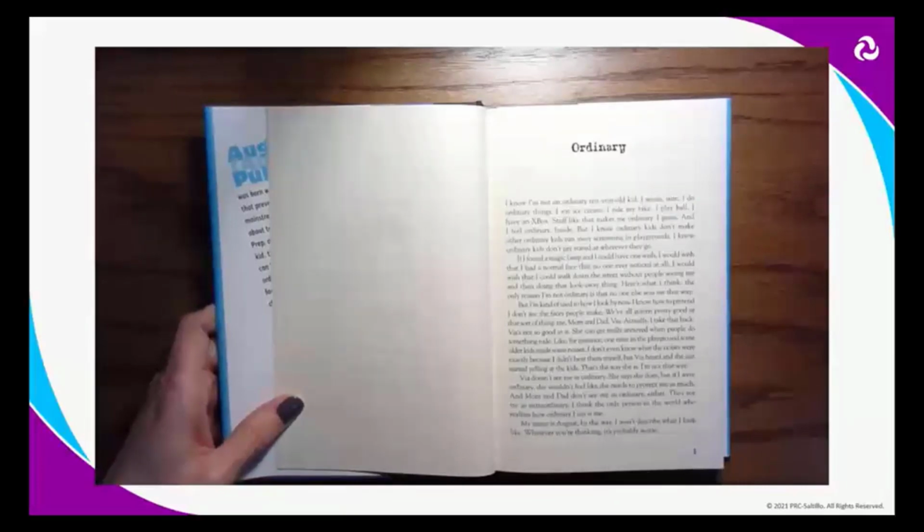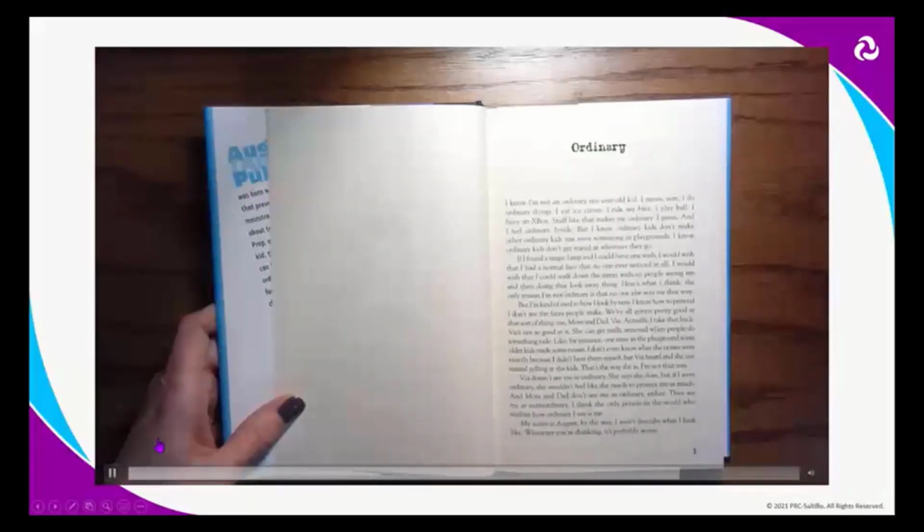If I found a magic lamp and I could have one wish, I would wish that I had a normal face that no one ever noticed at all. I would wish that I could walk down the street without people seeing me and then doing that look away thing. Here's what I think. The only reason I'm not ordinary is that no one else sees me that way. But I'm kind of used to it, how I look by now. I know how to pretend I don't see the faces people make.